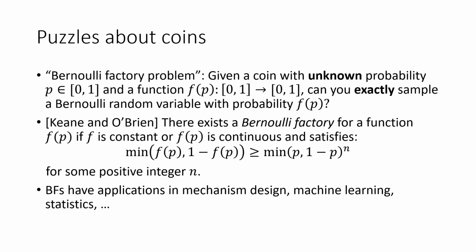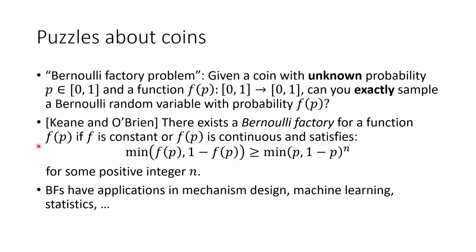So the Bernoulli factory problem is the following. Given a coin with some unknown probability p, and a function f of p that maps the interval 0, 1 to the interval 0, 1, can you exactly sample a Bernoulli random variable with probability f of p? So this problem is pretty well understood. There's a famous result by Keane and O'Brien that there exists a Bernoulli factory for a function f of p if and only if either f is constant or f of p is continuous and satisfies some inequality. We'll discuss what this inequality says in a little bit. But the important thing to understand is that this is pretty well understood.